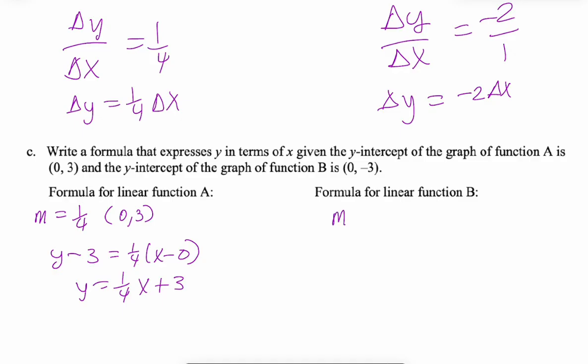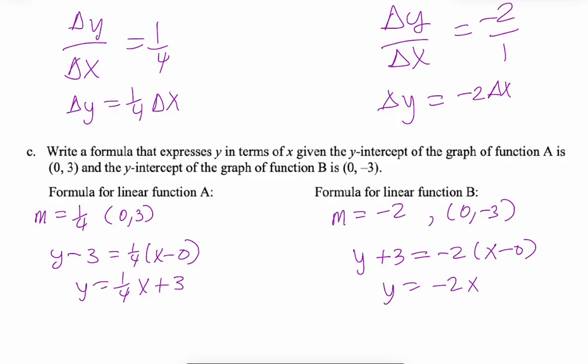So here our slope was -2. Our point was (0, -3). So we can do y plus 3 equals -2 times x minus 0, or we get y equals -2x minus 3. You can give me either of those versions for that particular problem. It's okay either way.